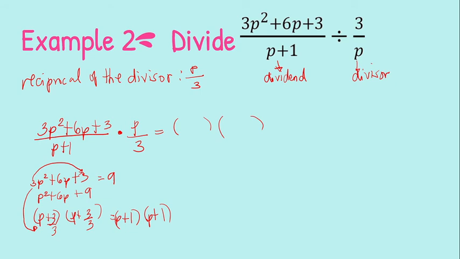Oh, I think there is something wrong here. Before we get the factors of this, we're not going to use this. We're going to use the greatest common monomial factor because we have here 3, 6, and 3. Okay, sorry, my fault.